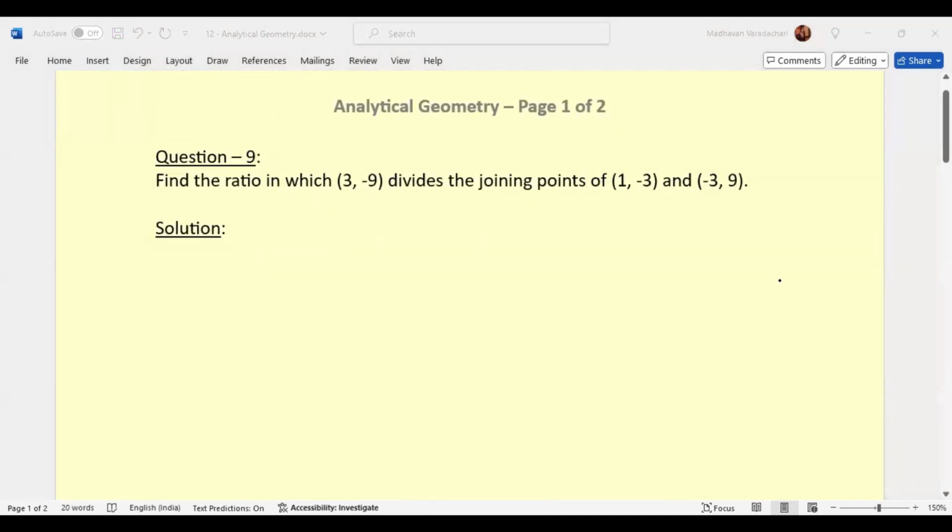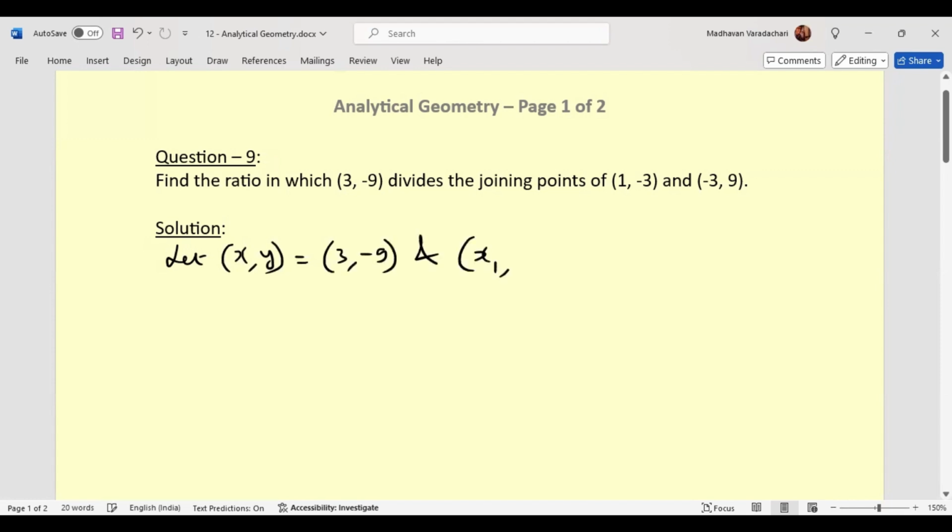Next is question 9. Find the ratio in which (3, -9) divides the line segment joining the points (1, -3) and (-3, 9). So let x, y equal (3, -9). And x1, y1 will be (1, -3). And x2, y2 will be (-3, 9).